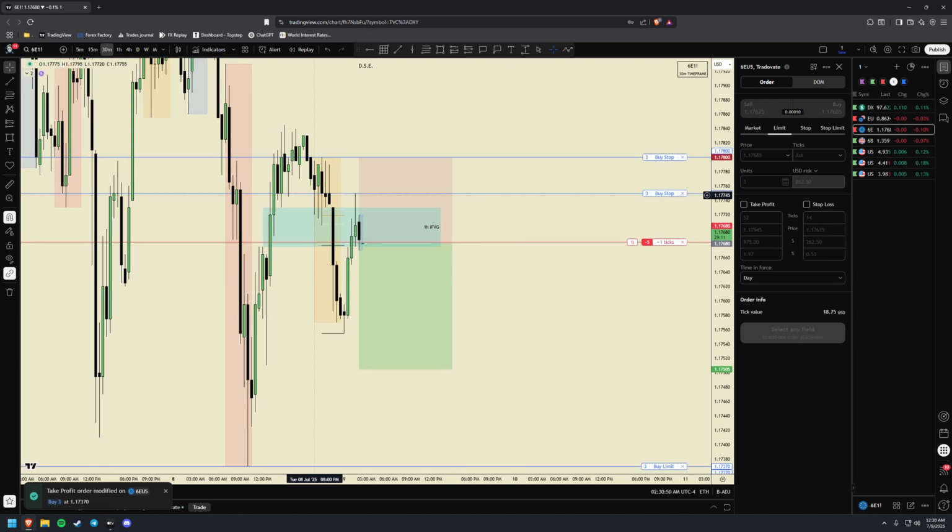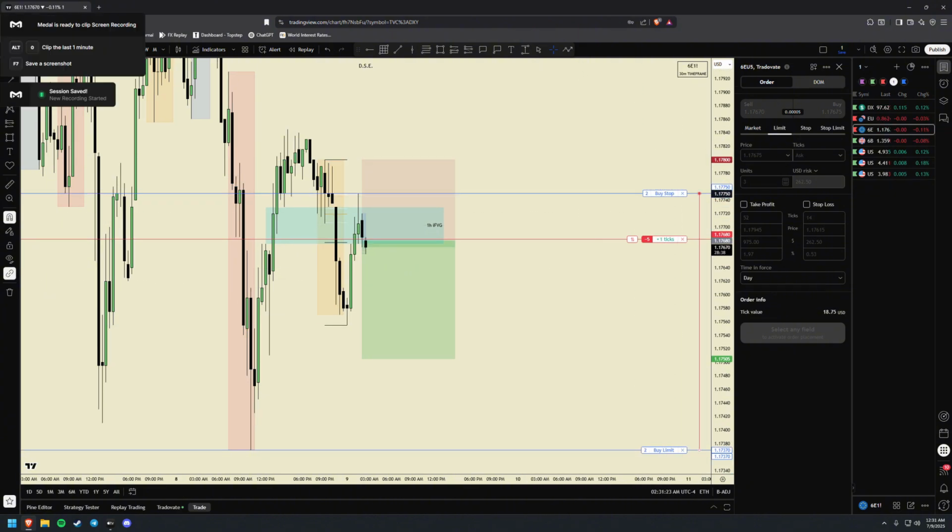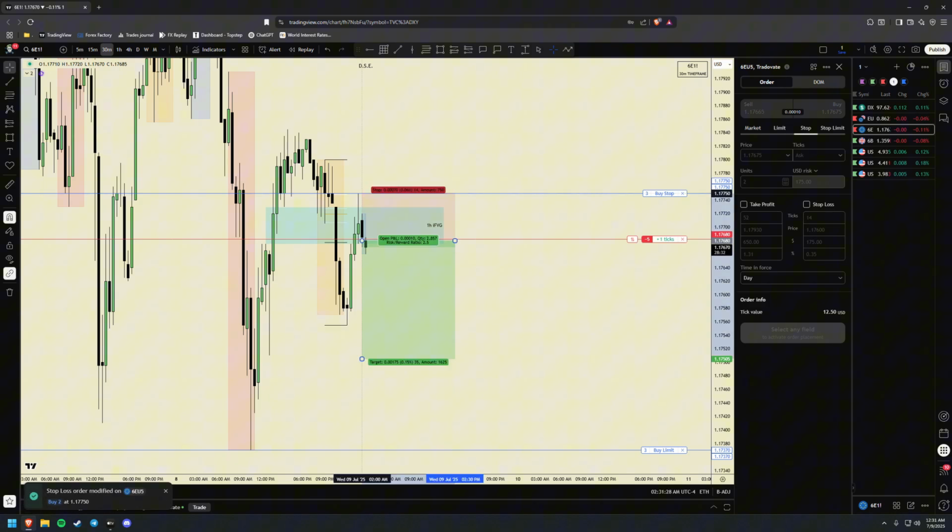So we have the OTE, and then we have the 30-minute close engulfing the body of this candle. And also, I'm just going to move this stop loss to the 30-minute. Since I have my 30-minute stop loss here, I might as well just move the other one here as well.